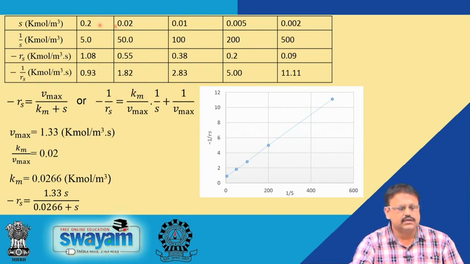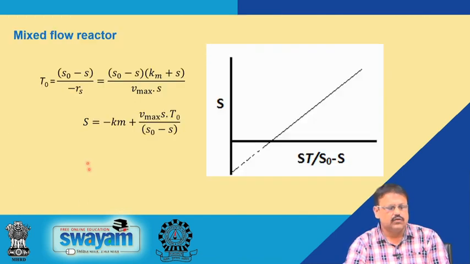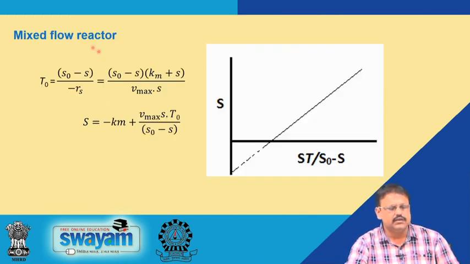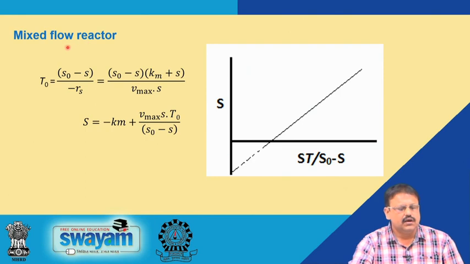From this data it is calculated that Km equals 0.0266 kilomole per meter cube, and the reaction can be presented as minus Rs equals 1.33 into substrate concentration divided by (0.0266 plus S). More illustrations are given here. In a mixed flow reactor, as we know, tau equals (S0 minus S) by Rs.